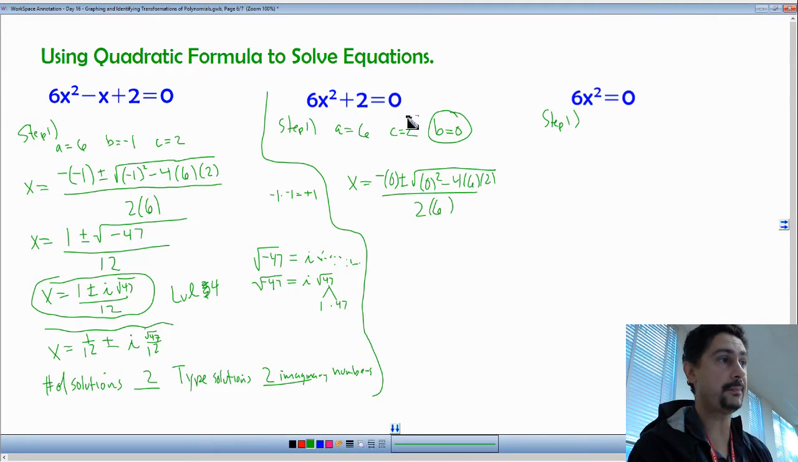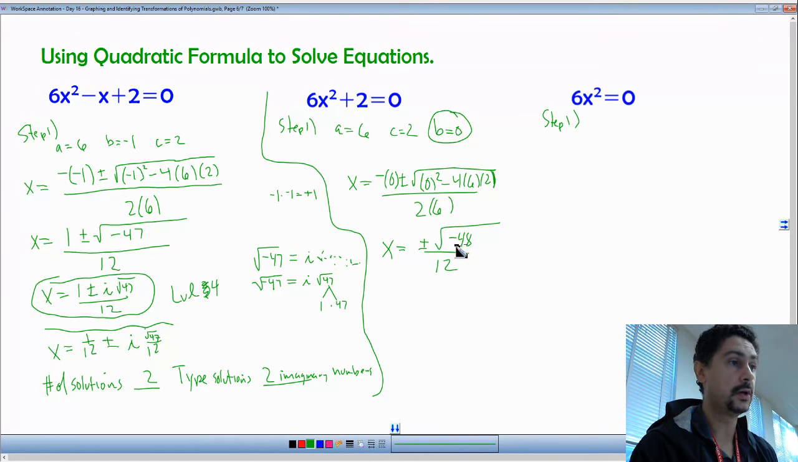So a lot of nice things happen in a two-term like this where b equals 0 because the negative of 0 is 0. I'm not even going to write that. Plus or minus, that's all I'm going to write down. 0 squared is 0. I don't need to write that. Minus 4 times 6 times 2. This is times 2. 24 times 2 is a negative 48 all over 12.